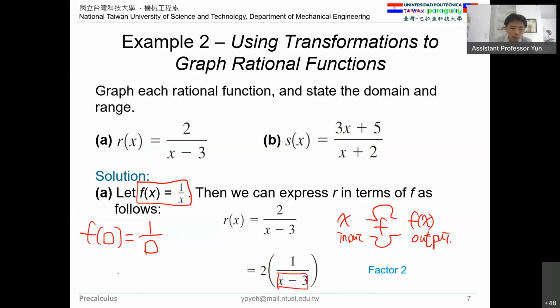So you can see this will be shown as r of x equal to 2 times f of x minus 3. And since we know f of x equal to 1 divided by x, in the case of 1 divided by x minus 3, that will be shown as equal to f of x minus 3 here. Okay, so then we know that the graph of these functions will be the graph of 1 divided by x with a 3 unit shift to the right-hand side. Okay.